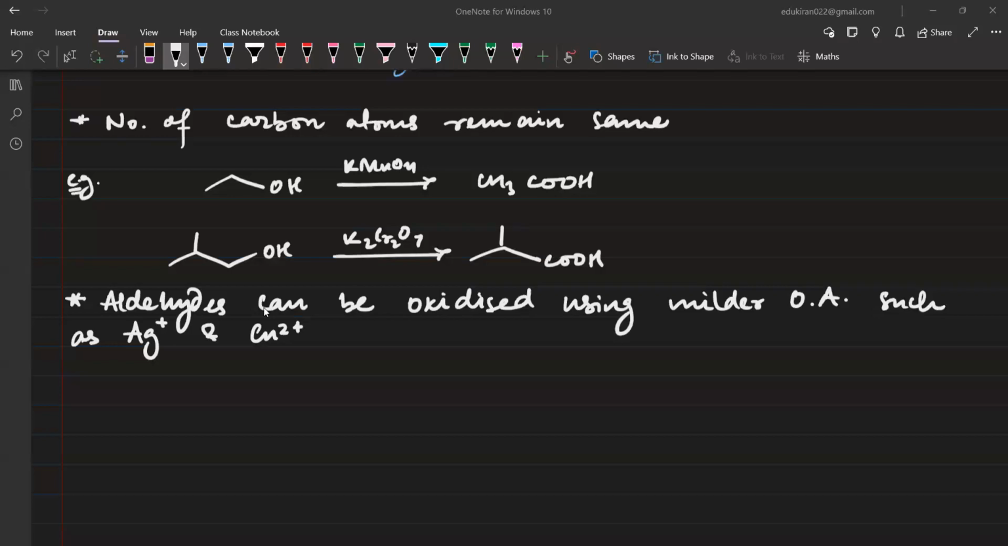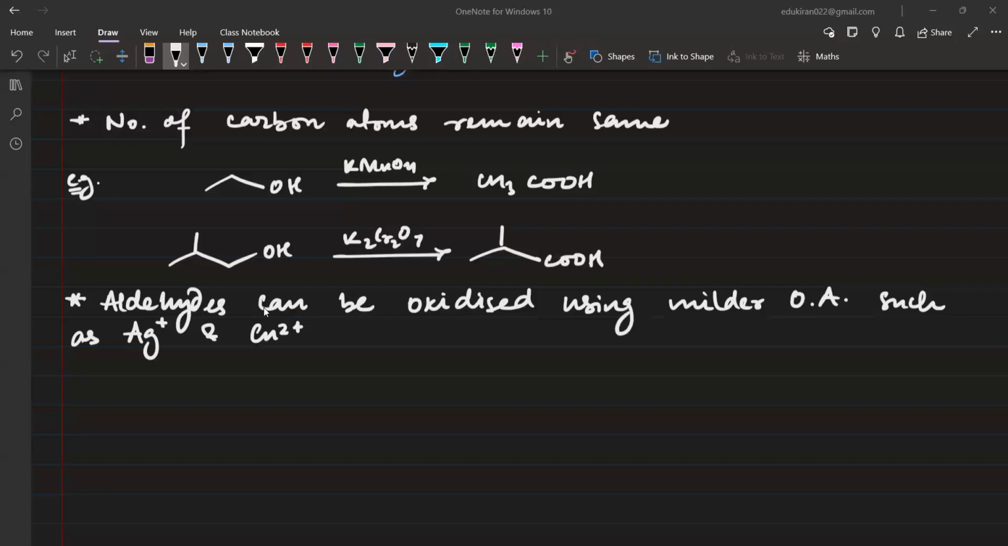So both of these, Ag positive and copper 2 positive, they oxidize the aldehyde to carboxylic acid and they themselves get reduced. Ag positive gets reduced to Ag, making silver mirror. Copper 2 plus gets reduced to copper positive, giving a red PPT. Okay. So these two can also oxidize the aldehyde to carboxylic acid. So if the milder oxidizing agents are able to oxidize the aldehyde to carboxylic acid, then obviously strong oxidizing agent will easily oxidize the aldehyde to carboxylic acid.